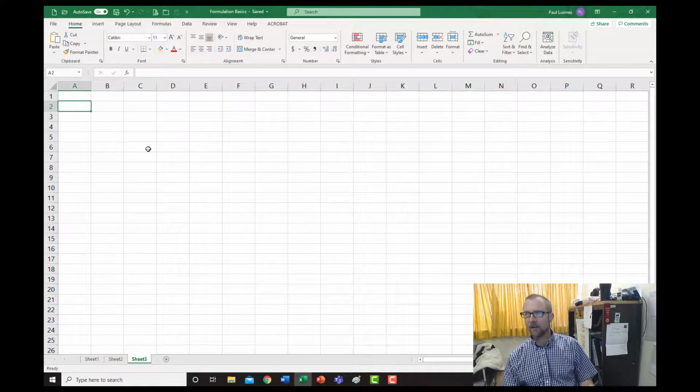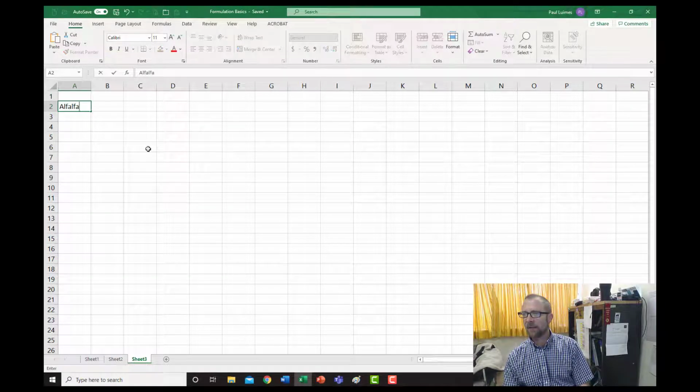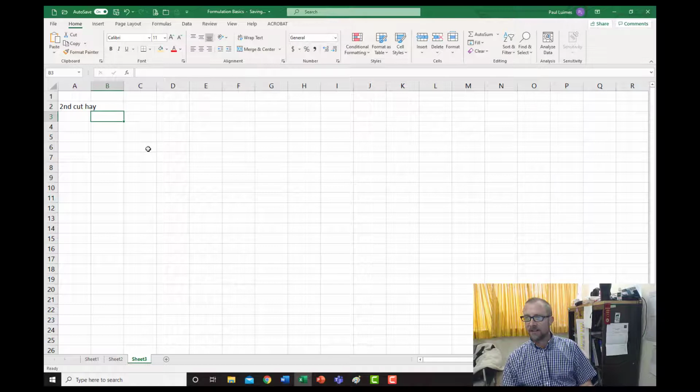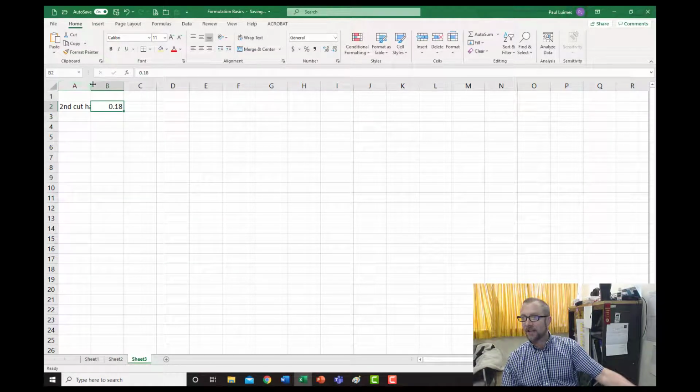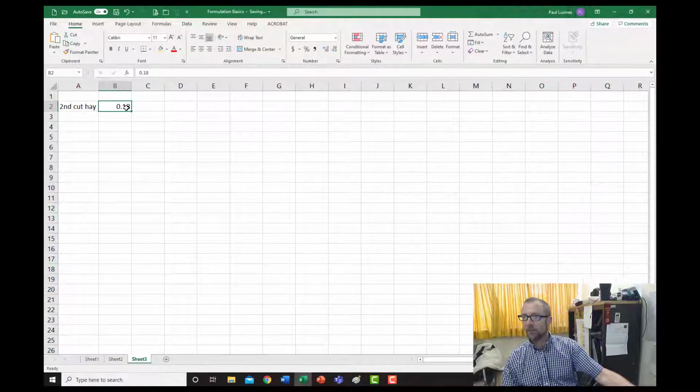Let's say I have some hay, some kind of second cut hay. So I'm going to say alfalfa. I'll just put second cut hay. And let's say I just go to the books and I find out that it says that that hay is going to have about an 18% crude protein percentage in it. Okay, so 18% crude protein in that hay.